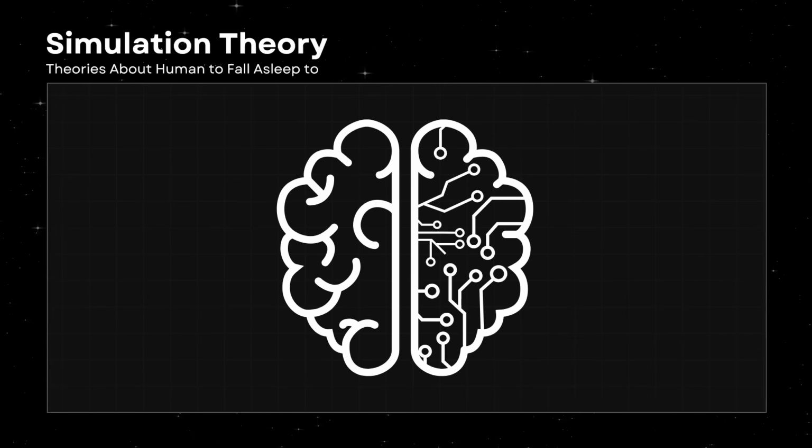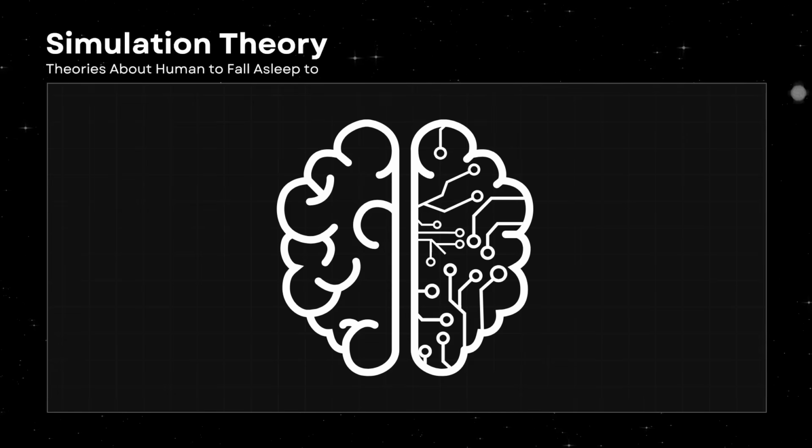There are no clear glitches in the matrix. Some scientists have proposed looking for signs, such as limits to how small something can be, or strange repeating patterns in cosmic data. But nothing found so far proves or disproves the theory. Another issue is motivation. Why would a future being run a simulation of human life?